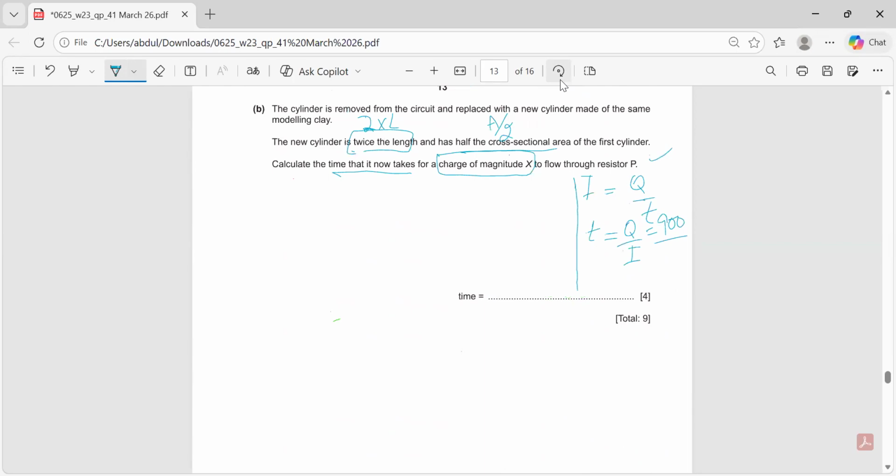Now, current we need to find. We can find current because we have the resistances. We can find current only in case.